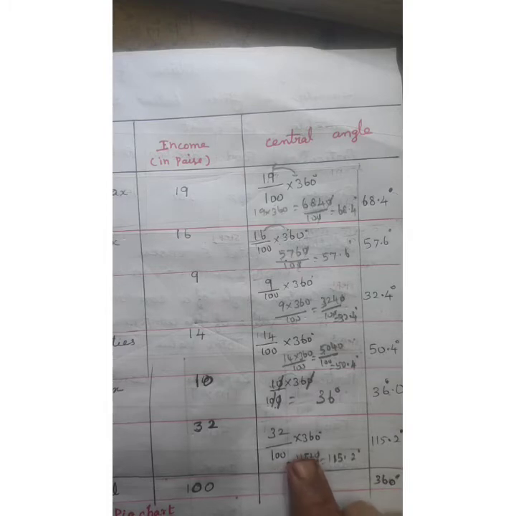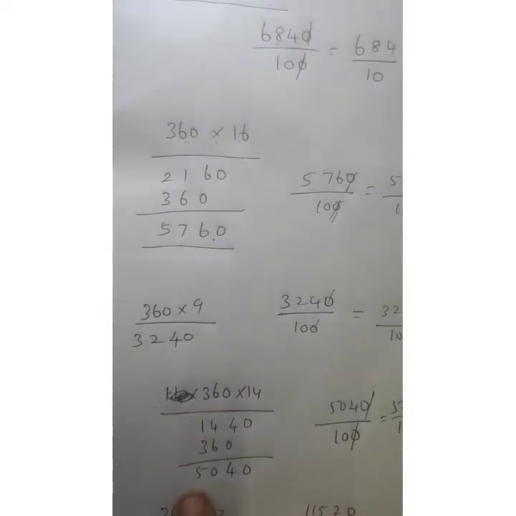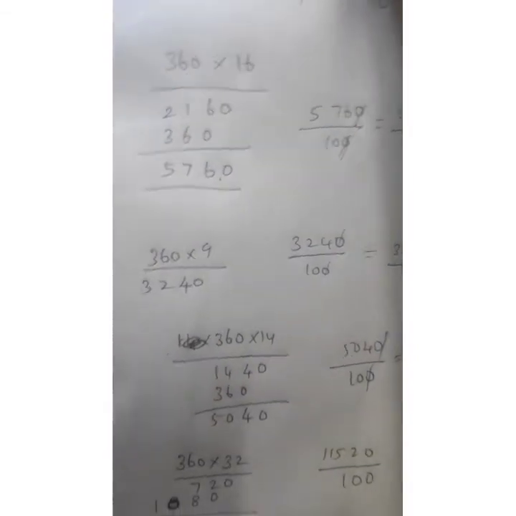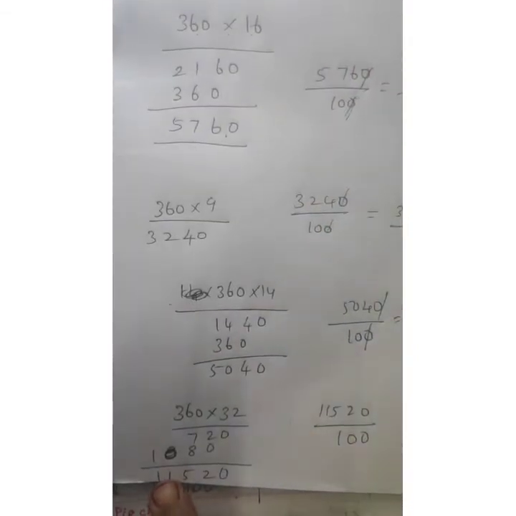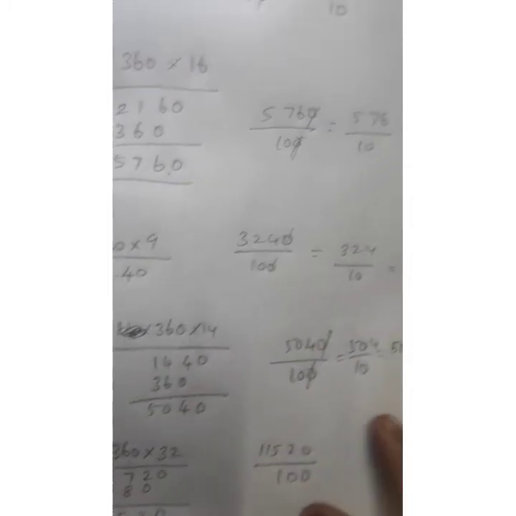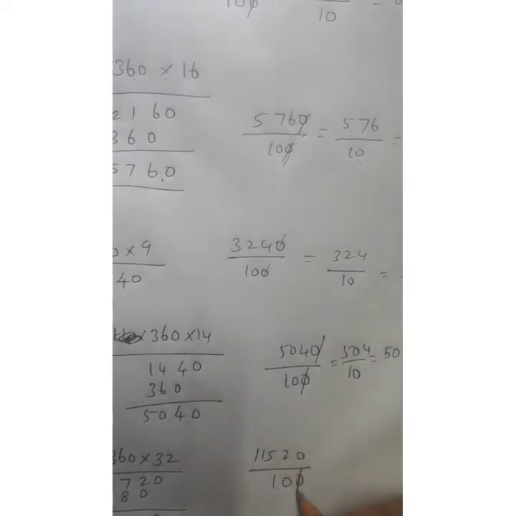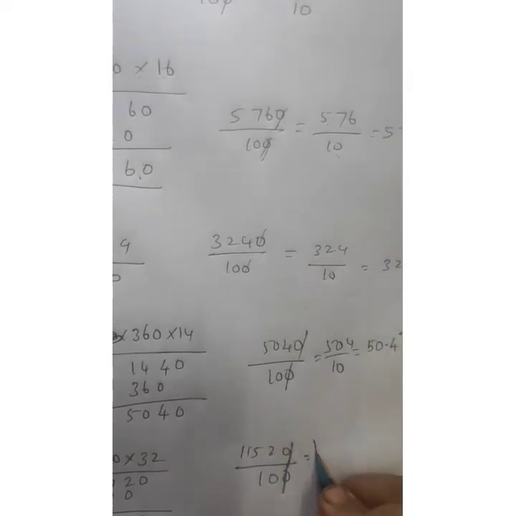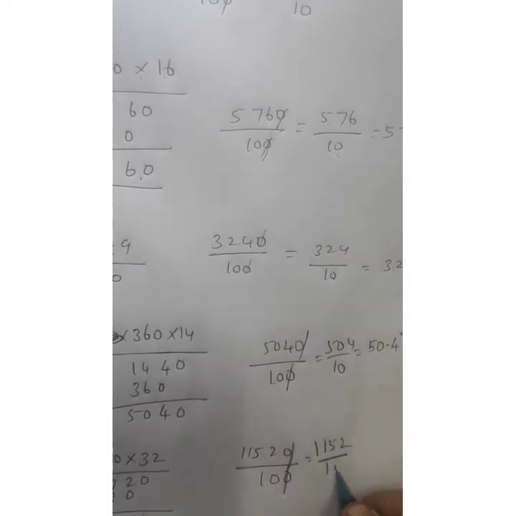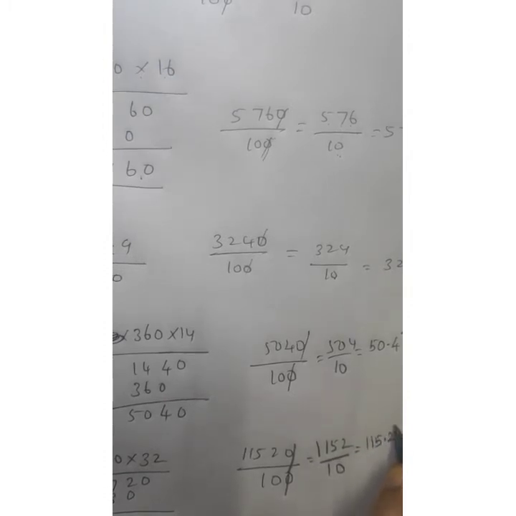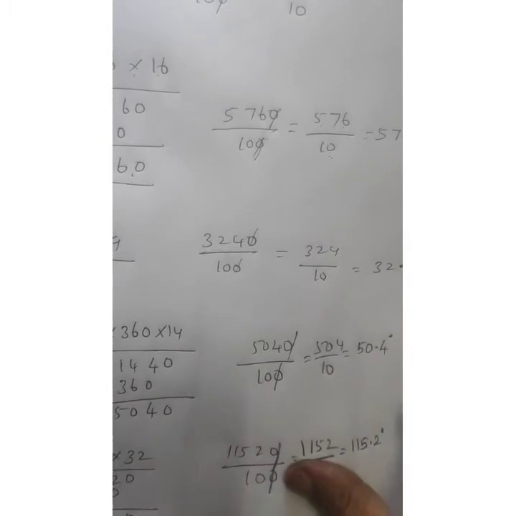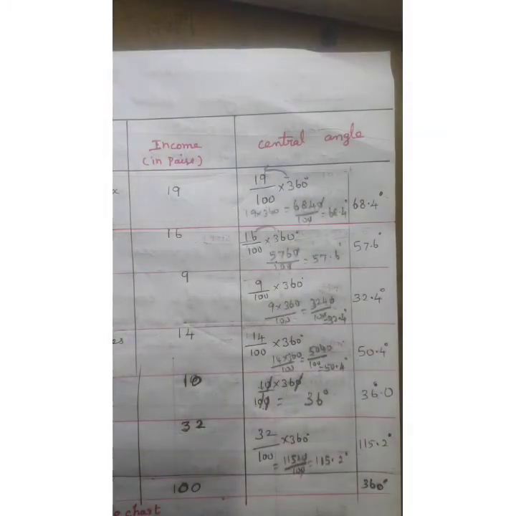Next, 32 divided by 100 into 360 degrees. Multiply 32 into 360 and the answer is 11,520, divided by 100. The zeros cancel. The remaining number is 1152 divided by 10, with only one zero, so the answer is 115.2 degrees.